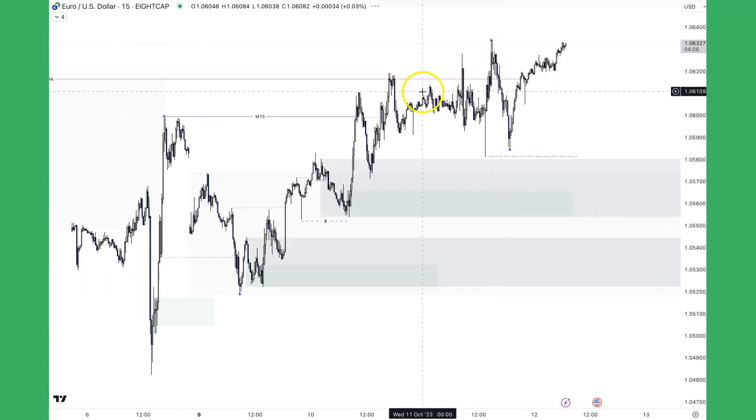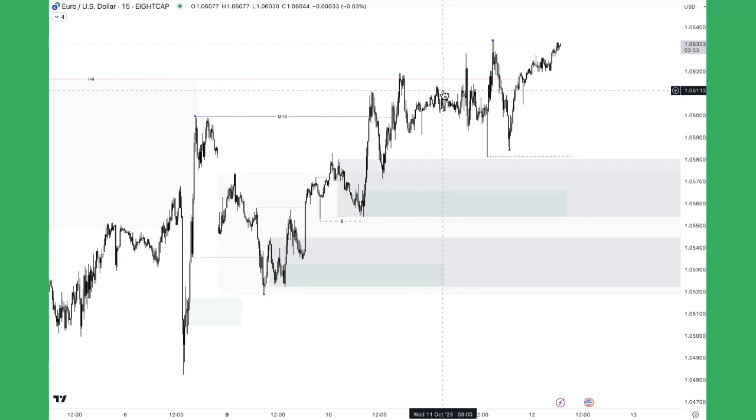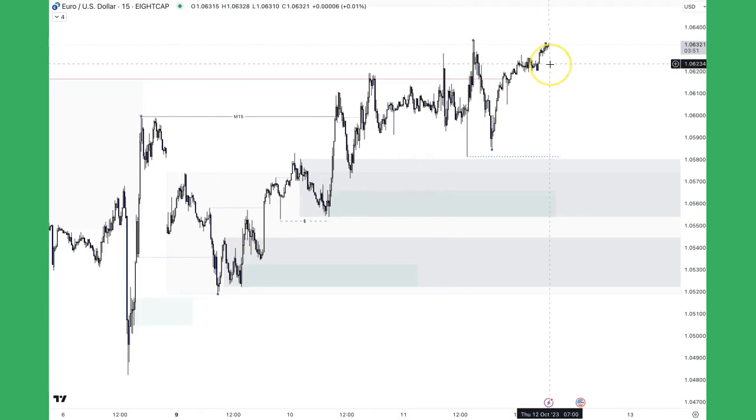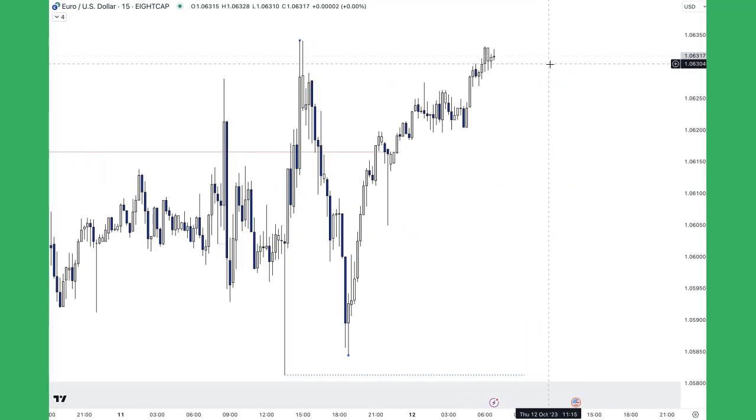So yes, the M15 is definitely bullish. The H4 is bullish. We've had a break of structure. The daily is bearish, but I think the pullback has started. So therefore, the daily is also internally bullish. London opens in another 4 minutes. I would be interested in looking for longs.